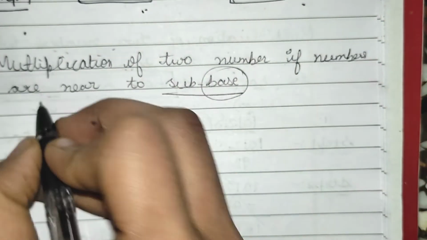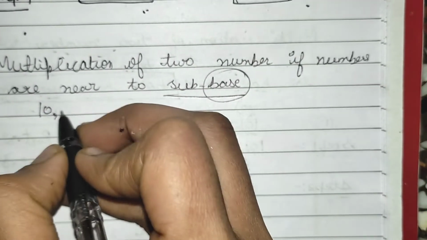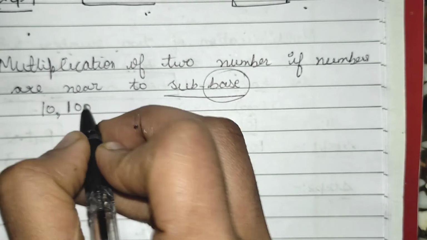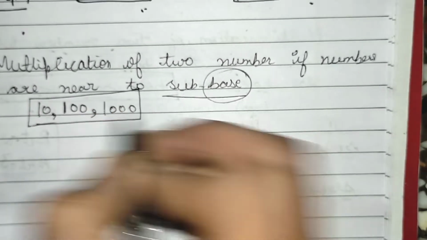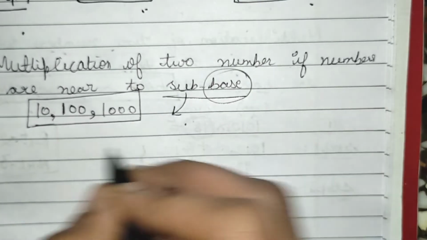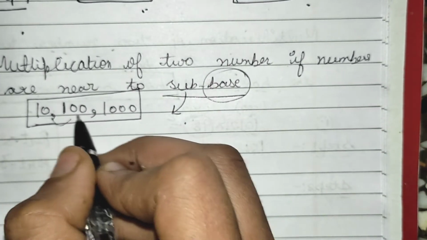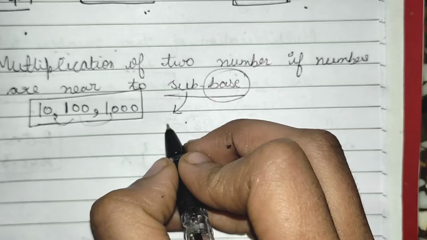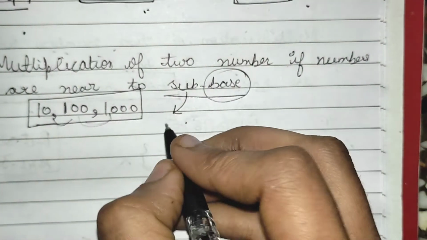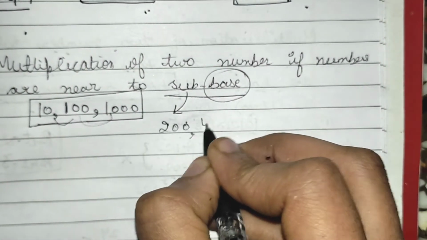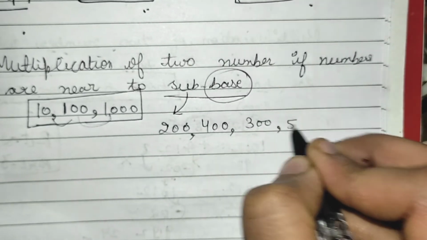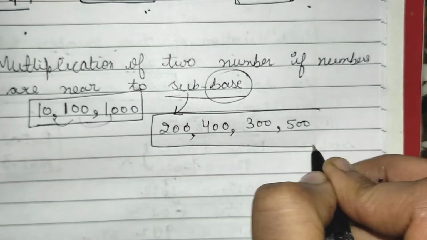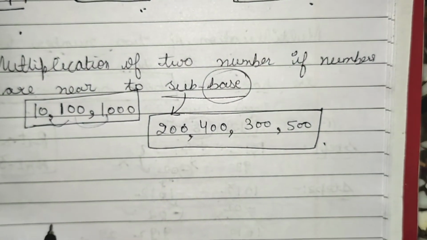Bases which we have done earlier also in previous videos. Base we were considering till now 10, 100, 1000 like this. Now subbase is what? The value which is in between them. Like suppose my base can be 200, 400, 300, 500 like this. So these will be the subbase values.